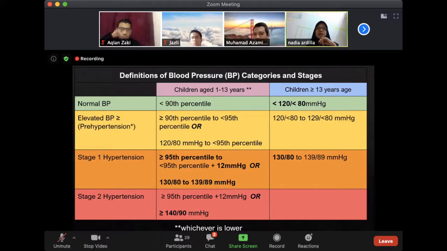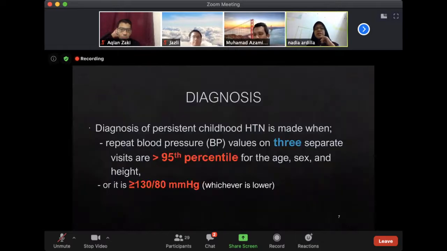So how we diagnose hypertension in children: the diagnosis is persistent childhood hypertension. Repeat blood pressure on 3 separate visits, like the definition just now, more than 95th percentile for age, sex, and height, or it is 130 over 80 millimeter mercury or more. Whichever is lower, that's the blood pressure that we jot down.